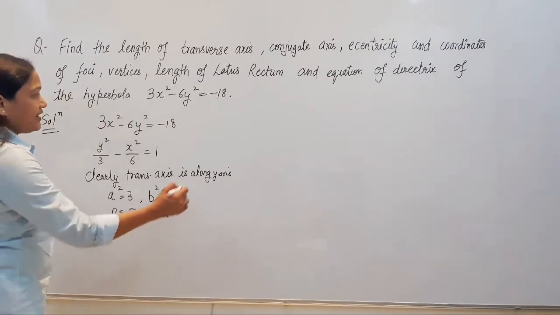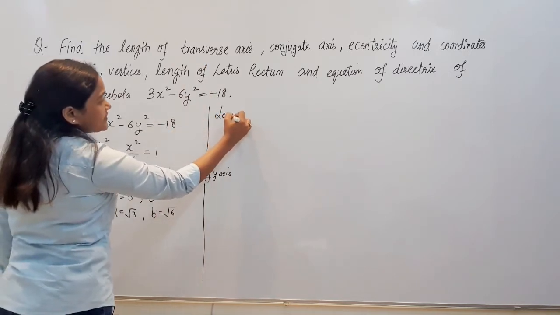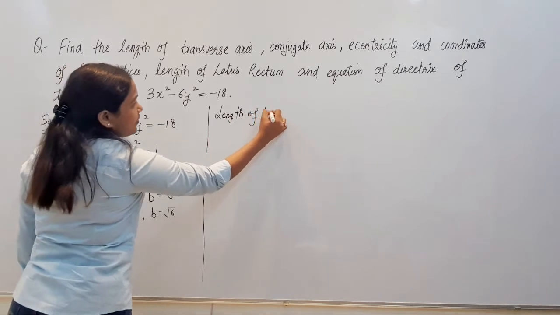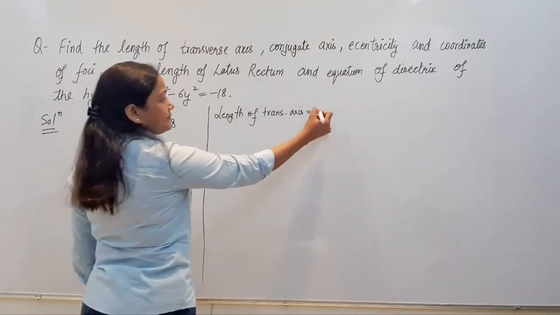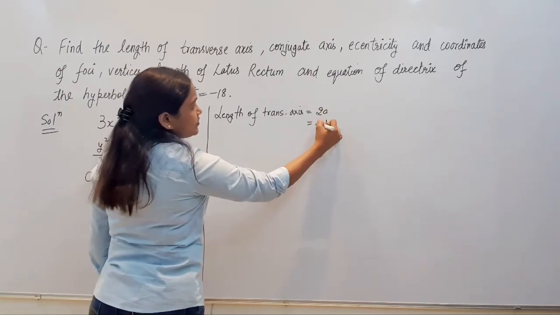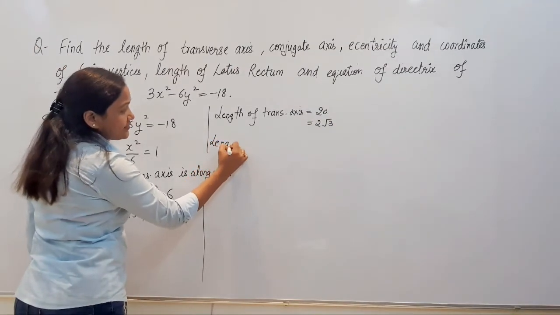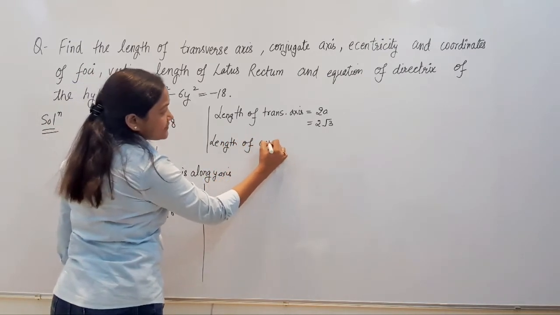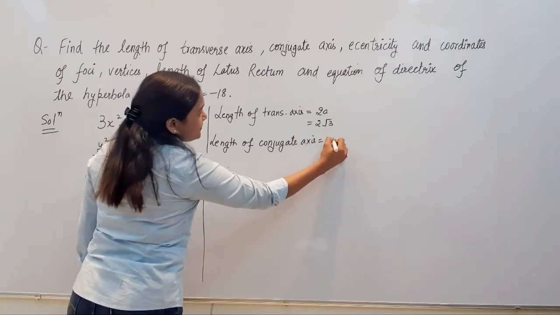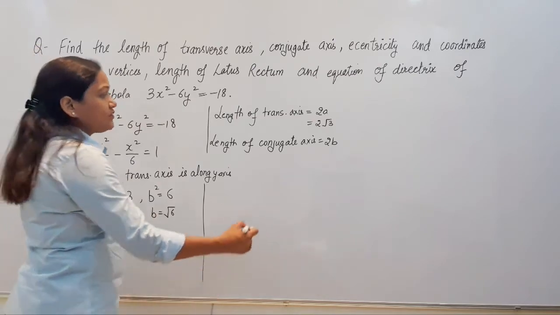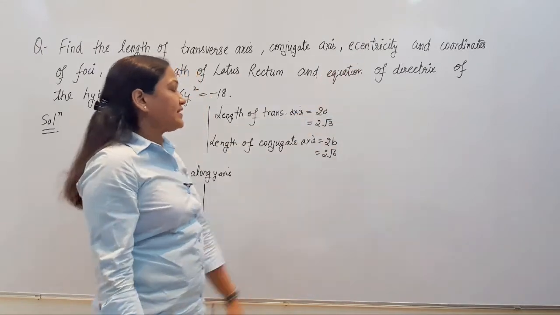Now you have to find the length of transverse axis. First of all, length of transverse axis is 2a and that is equal to 2√3. Then the next you have to find the length of conjugate axis, and the length of conjugate axis is 2b and that is equal to 2√6. Now you have to find out the eccentricity.